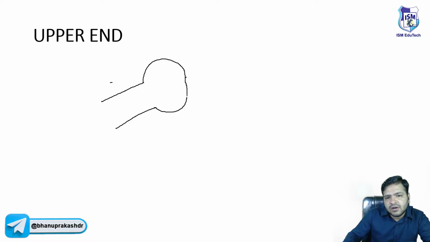Just try to draw like this. Again, there will be a depression over here in the head, and this depression is called the pit or fovea. There is a depression in the head part that is called the pit or fovea. So this is the head part.